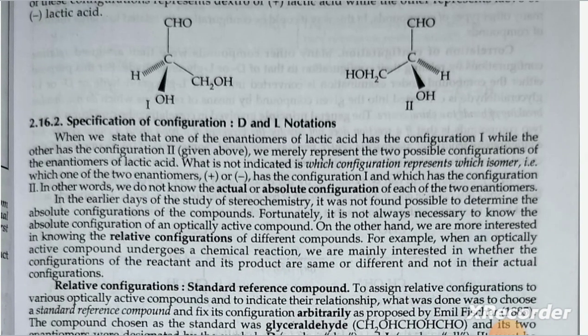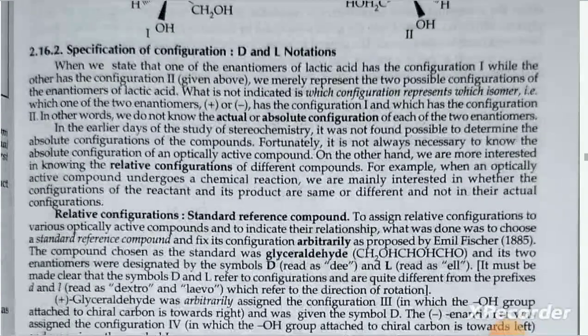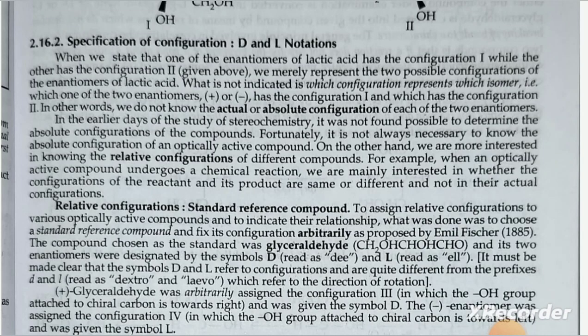Second is specification of configuration: D and L notation. When we state that one of the enantiomers of lactic acid has the first configuration, while the other has the second configuration given above, we merely represent the two possible configurations of the enantiomers of lactic acid. What is not indicated is which configuration represents which enantiomer, that is, which one of the two enantiomers, plus or minus, has configuration 1 and which has configuration 2. In other words, we do not know the actual or absolute configuration of each of the two enantiomers.